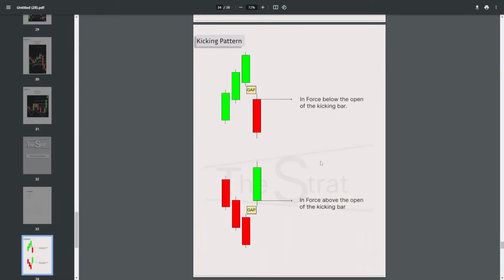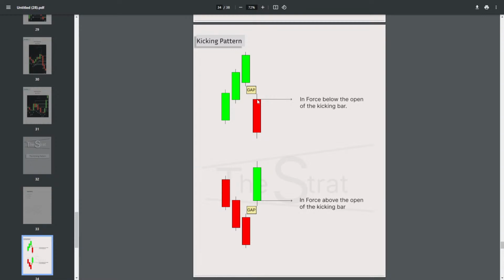So the kicking pattern. What we look for is a large directional bar in one direction, and then a gap in the opposite direction. So when a kicking pattern occurs, we prefer to see this gap. We don't need it though. There's 2 variations. So once we get to the next slide, you'll see that. But we look for the gap, and thus it's on the gapper list. Elaine posts that every day.